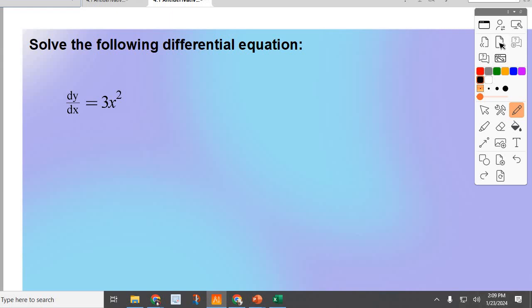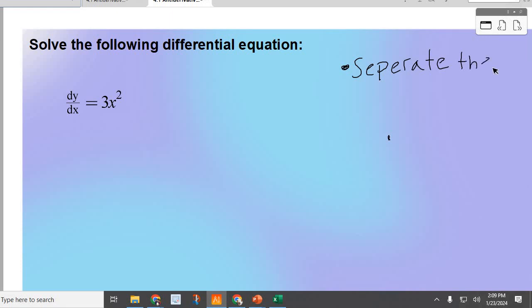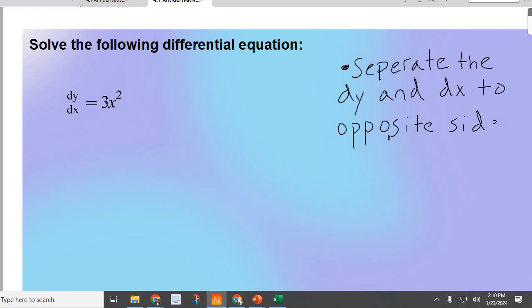Now, the only catch is that we cannot integrate it with the dy dx there. So what we have to do is first separate the dy and dx to opposite sides. Then, once we've done that, we can integrate.